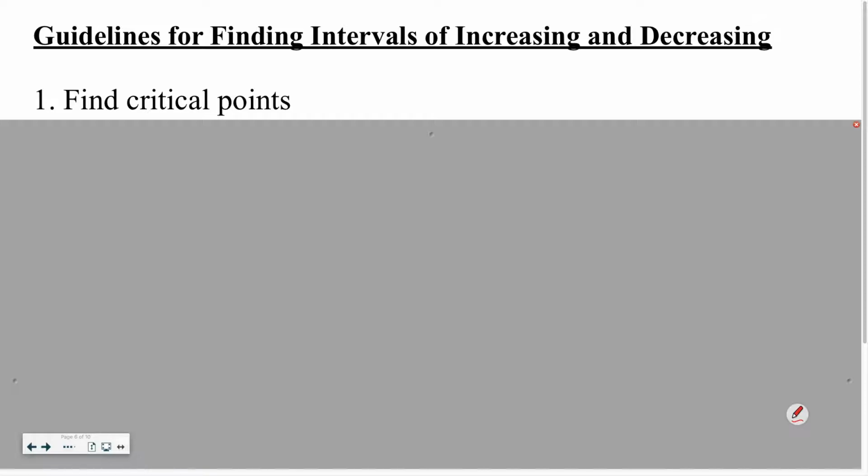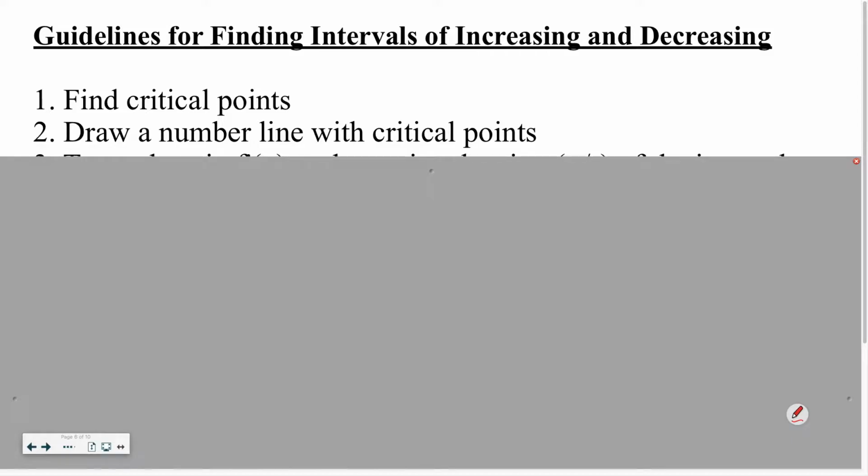Yesterday we talked about where we could potentially have minimums or maximums. And minimums and maximums occur when we change directions, which is probably important for increasing and decreasing intervals. What were those numbers that we found yesterday that could be minimums and maximums? Your first job: find your critical points, or your critical numbers. I kind of interchange points and numbers. Those critical points are going to potentially break up where we have increasing and decreasing. Notice how it said potentially. It doesn't necessarily mean it has to. But what we're going to do is draw a number line and put our critical points on it.